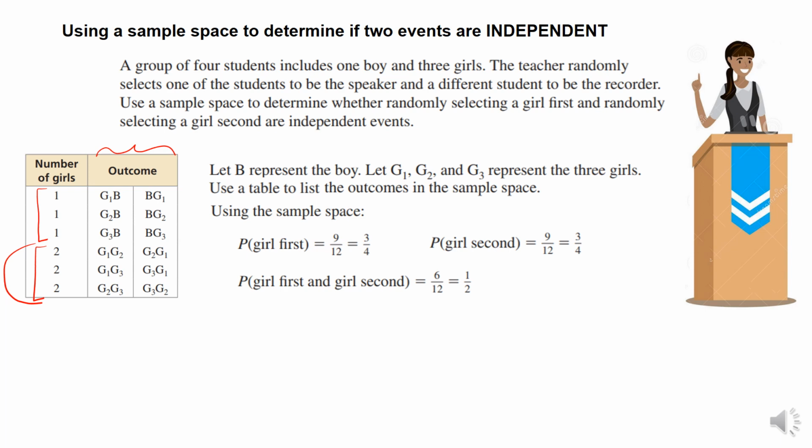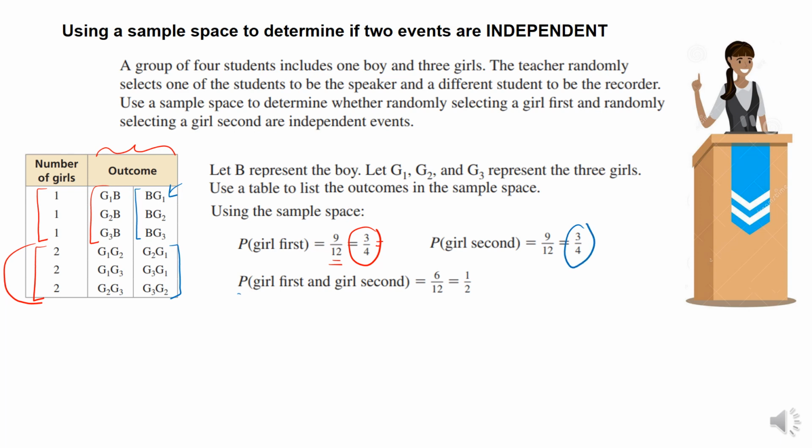So if we look at the probability of a girl being first, there are 12 possible outcomes, and we can see that there are 3 here and then 6 down here. So there are 9 possible outcomes. So girl first would be 3 over 4. Okay, then we're going to look at the possibility of a girl being chosen second. So look at this one. This is where a girl is chosen second. So these 3. And then in all of these, a girl is chosen second. So again, the outcome is 9/12, which reduces to 3/4.